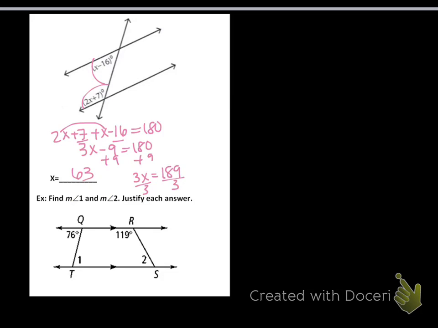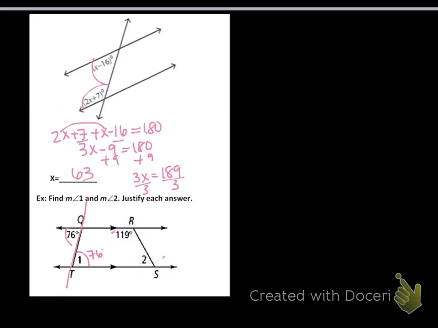Okay, this one, we're going to forget about the one side and just focus on this transversal and this parallel line. Okay, with my parallel lines, these are alternate interior angles. Alternate interior angles are always congruent, so angle 1 is going to be 76. So don't even worry about the other half.